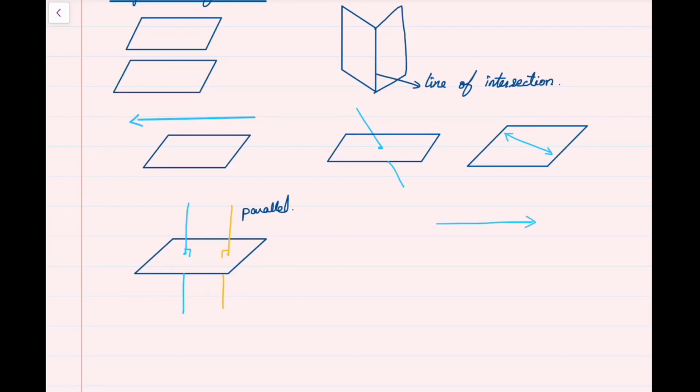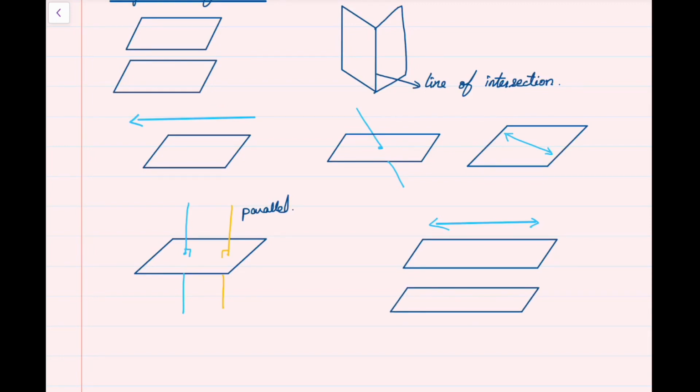Now let us consider a line and let us draw two planes perpendicular to this line. Then these two planes should be parallel to each other.